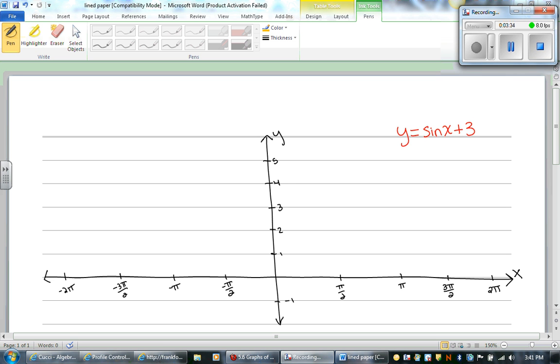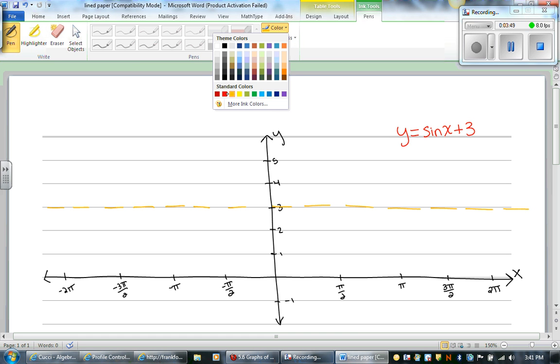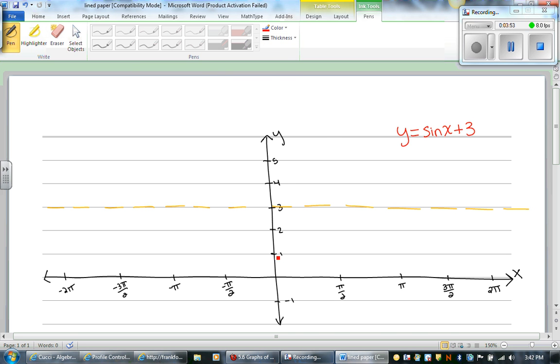So what I like to do is put in a dashed line at my midline, which we know to be 3, okay? Because this essentially becomes like our new x-axis, what we're going to graph everything around. All right, so I know sine at 0 is 0. Sine at pi over 2 is 1. Now, we're going from this y equals 3, so it's 1 up from there. At pi, it's 0, so in our case, 3.